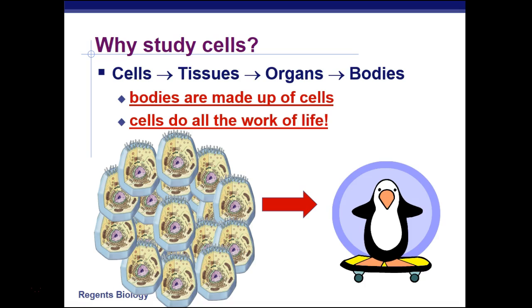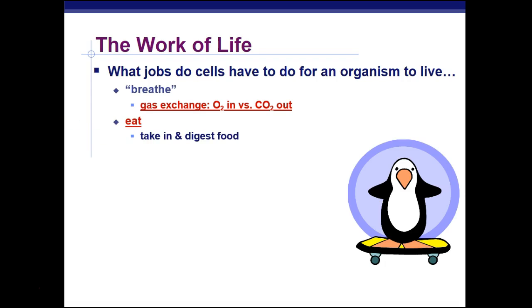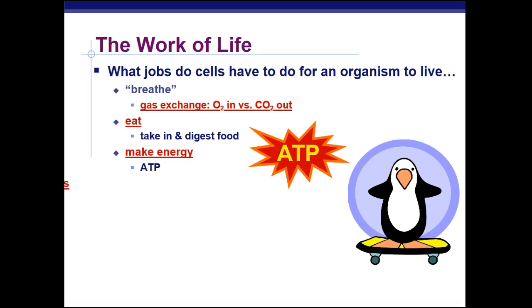As I mentioned earlier, no matter what job we think of a body as doing, respiring, exchanging gases, digesting food, generating energy, that can all be reduced down to something happening within particular groups of cells. So if we talk about the jobs an organism has to do to survive, they have to exchange gases. They have to take in oxygen and get rid of carbon dioxide. They have to eat and break down that food to extract the energy. They have to generate energy from the food they take in.